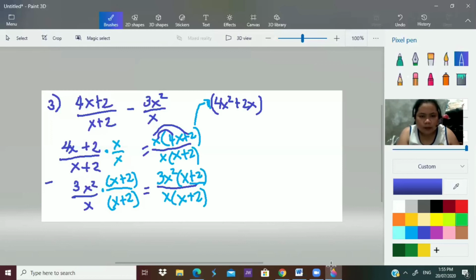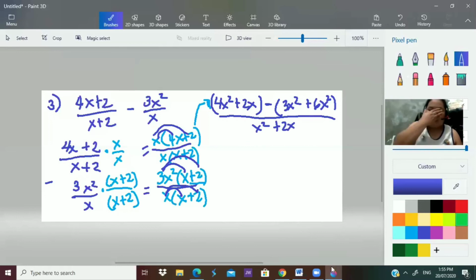Okay, don't forget minus 3x cubed plus 6x squared. So, dito naman, simplify natin. X squared plus 2x. Okay. So, don't forget to apply subtraction. The laws of subtraction rule. Change the sign of subtrahend.